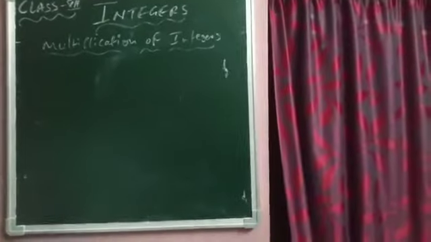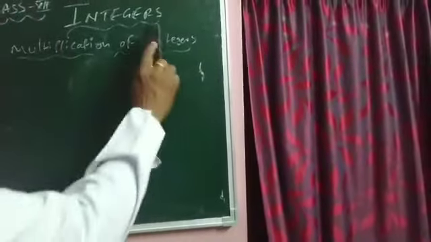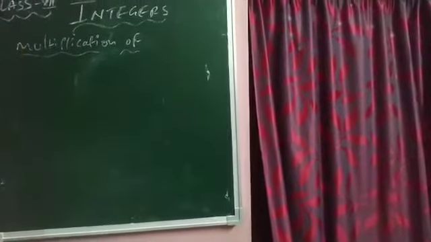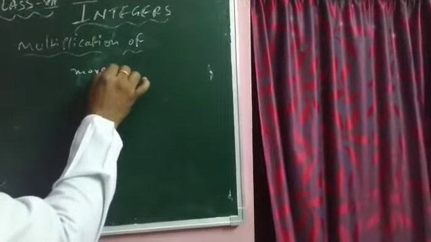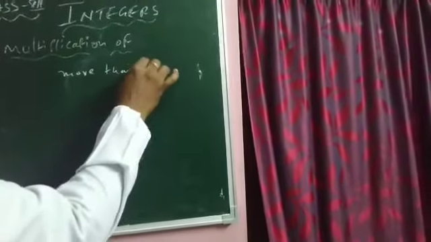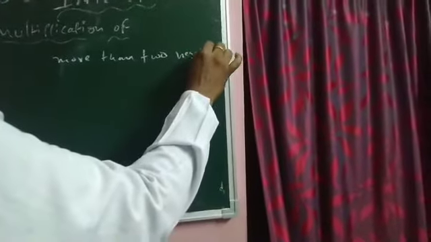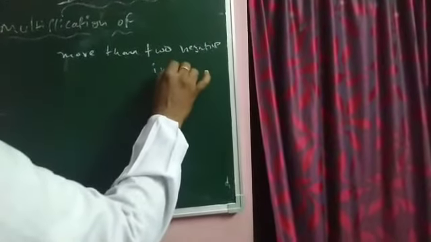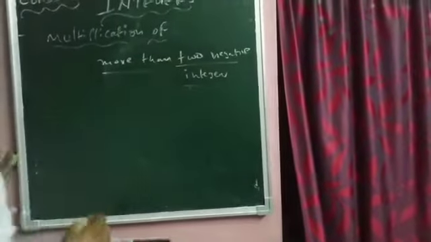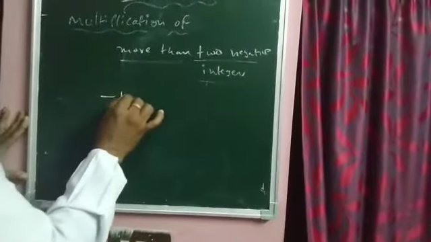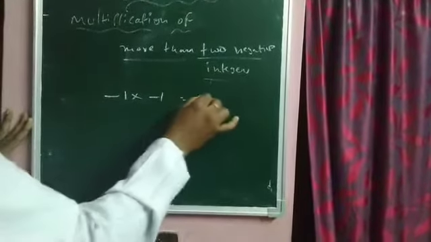Multiplication of more than two negative integers. Minus 1 into minus 1, this is 2 integers. Minus into minus is a plus, the answer is 1.